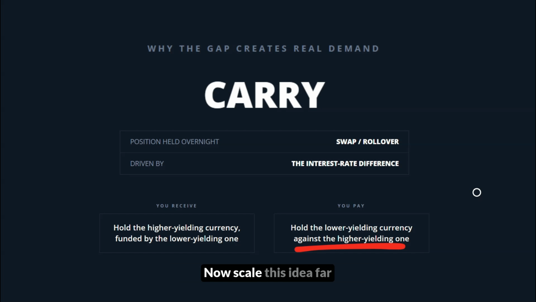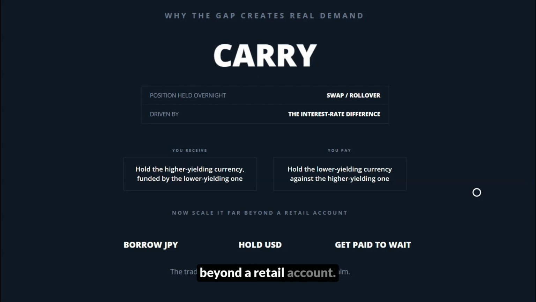Okay, now scale this idea far beyond a retail account. Swaps for you may be a little small, not exceptional, but imagine you're holding a portfolio of hundreds of millions and you have to decide where to put that to gain the best interest. Well, when US rates are much higher than Japanese rates, for instance, large traders are going to borrow or sell short the Japanese yen and hold dollars or dollar-based assets. They're being compensated for maintaining that position. So the trade can attract more money while markets are calm.